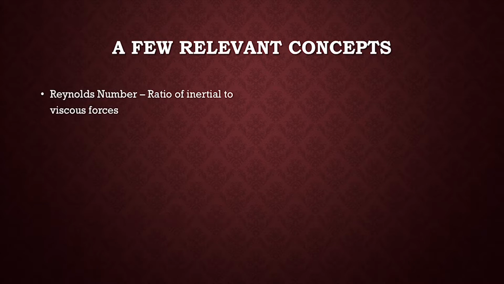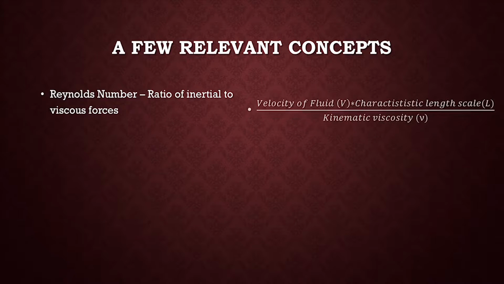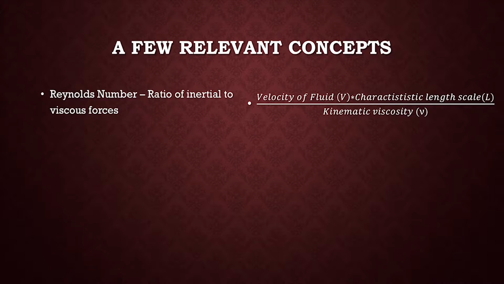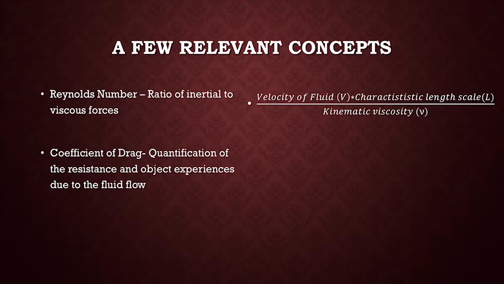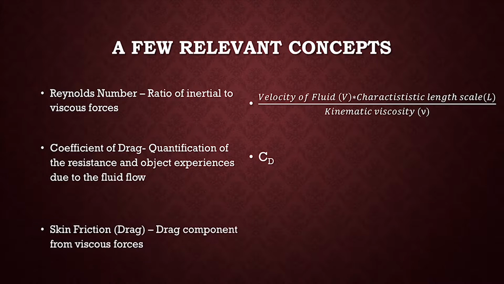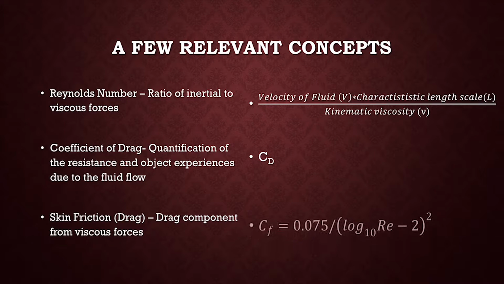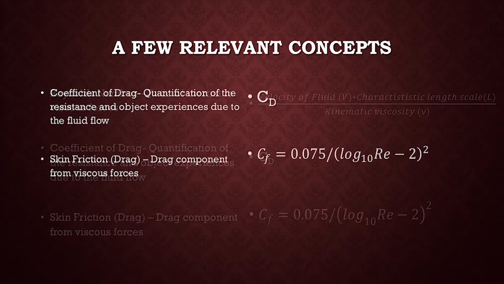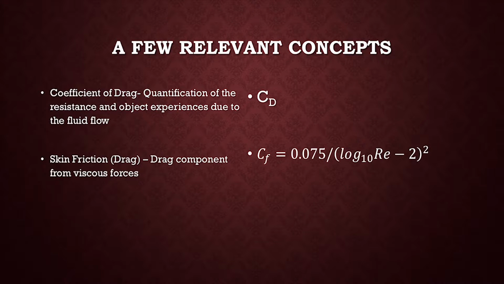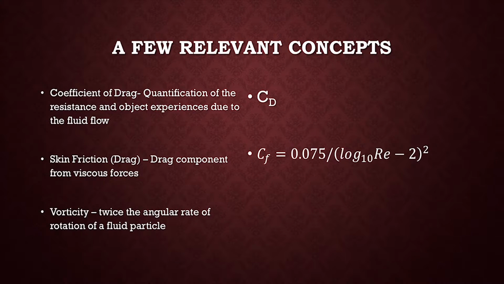Reynolds number is the ratio of inertial to viscous forces. The coefficient of drag allows quantification of the resistance an object experiences due to the fluid flow. Skin friction is the drag component from viscous forces. Vorticity is twice the angular rate of rotation of a fluid particle, and vortices are created due to the adverse pressure gradient.